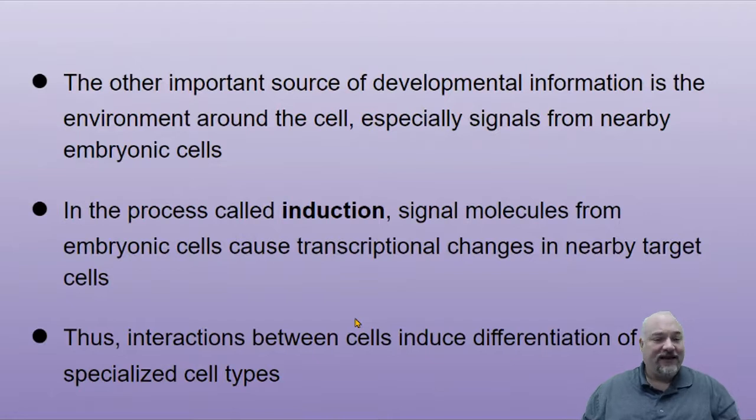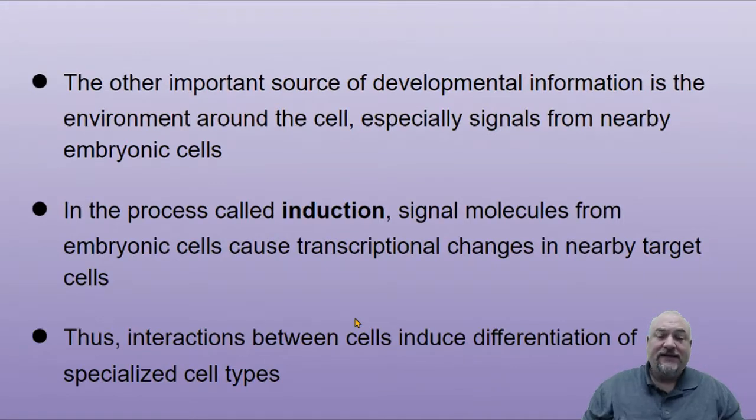Now, the next slide that I skipped before: the other important source of development information is the environment around the cell, especially signals from nearby embryonic cells. And we talked about this when we talked about cell-cell signaling earlier in the year, where cells can send out signals to other nearby cells to get them to do certain things.